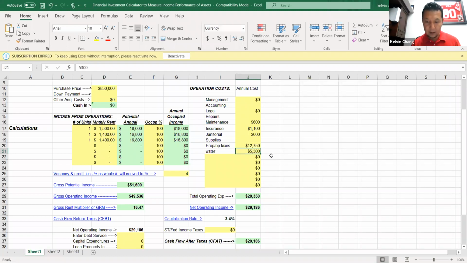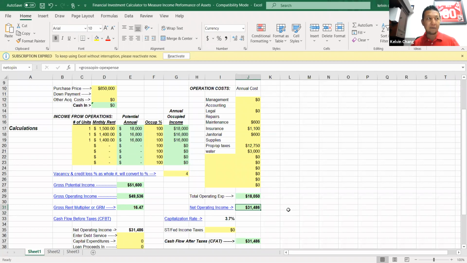I'm going to assume water is going to be paid, shared. So let's say the water in this case might be a $3,000 expense, and maintenance. Let's just say they annually have $600 in maintenance. I'll keep the rest the same. This is giving me a 3.7% cap rate. This property at $850,000 is giving me a net operating income of $31,486.